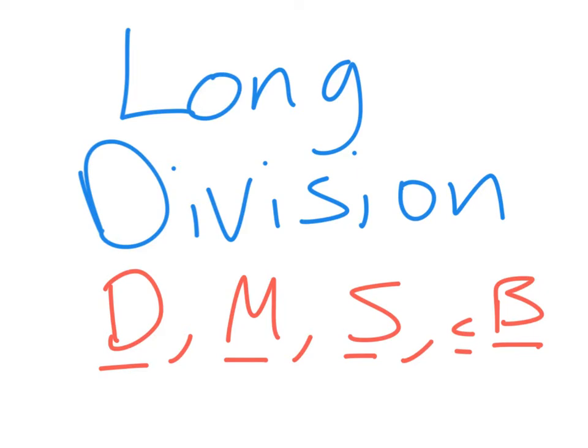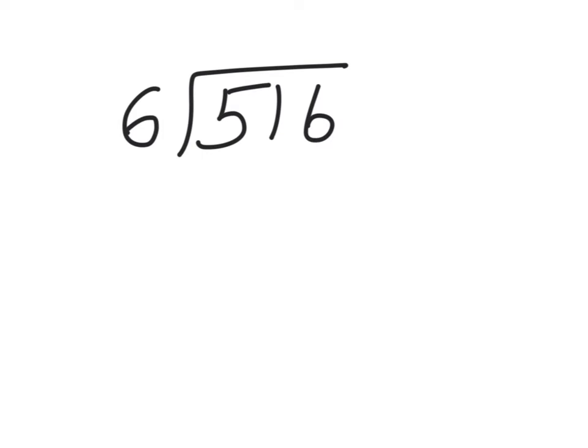Let's get started. The first one, problem number 1, is 516 divided by 6. Remember, when we write in long division, we're actually writing a number. The problem is written 516 divided by 6 equals. We write it in long division. We write the first number, the dividend, in the house, the divisor on the left.